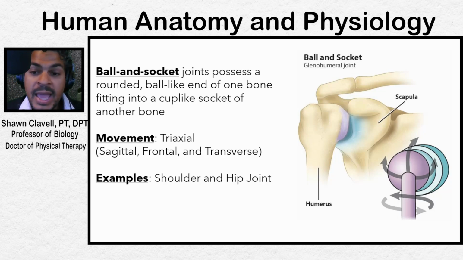And so this is triaxial, meaning it moves about three different axes. It moves in the sagittal plane, in flexion and extension, as we'll see in the movement. It moves out to the side in the coronal plane, but also I can spin my arm in my socket, and that's where the transverse motion, rotation, comes from as well. So again, the examples here are the shoulder and the hip socket. This is the most mobile joint in the body, and as a result, the least stable of the synovial joints.